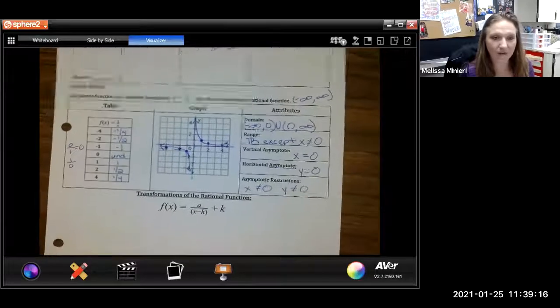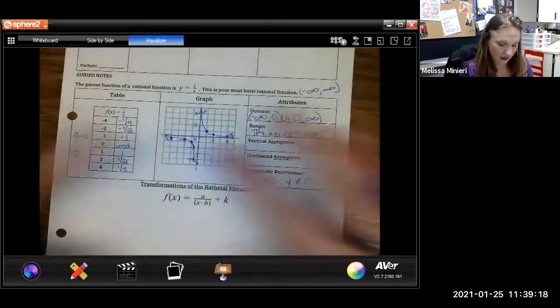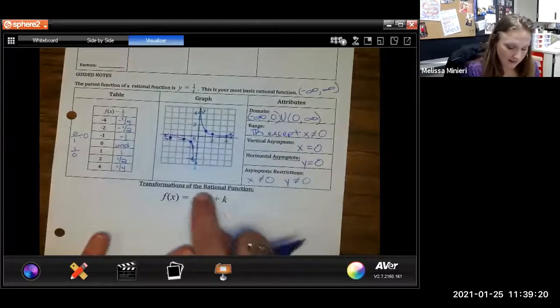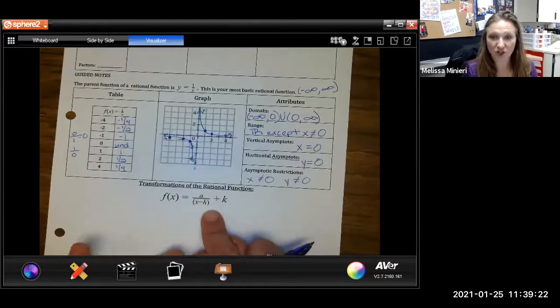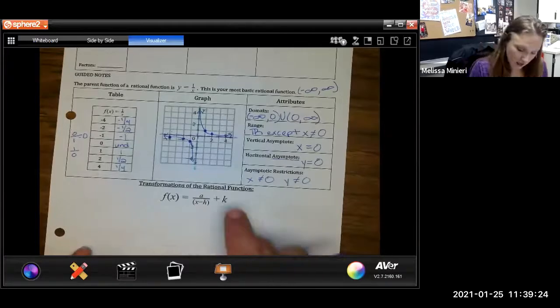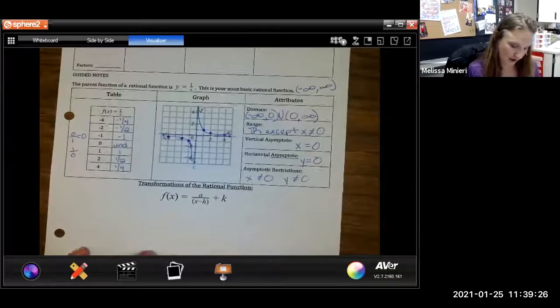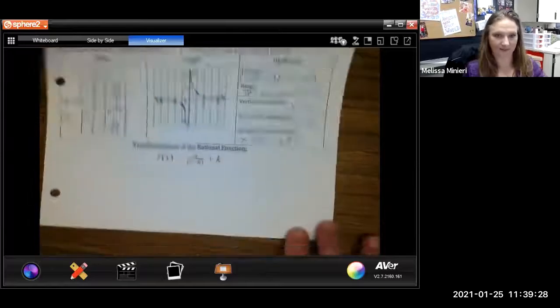Okay, so when we graph our functions today, this is the parent function. We're going to be practicing doing transformations just like we have with all of our functions. So how does K shift the graph for all of our graphs?